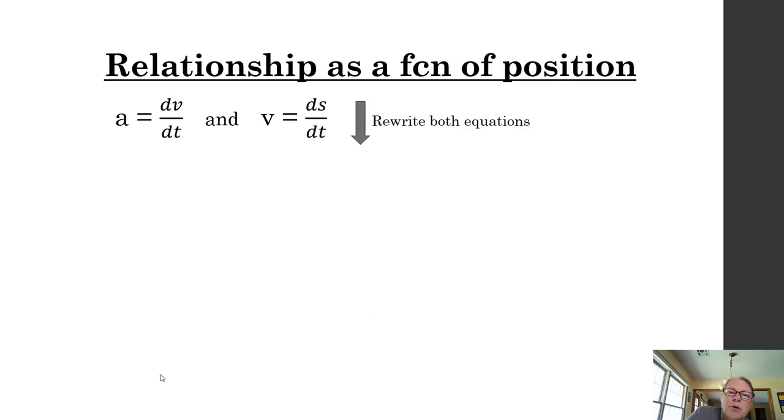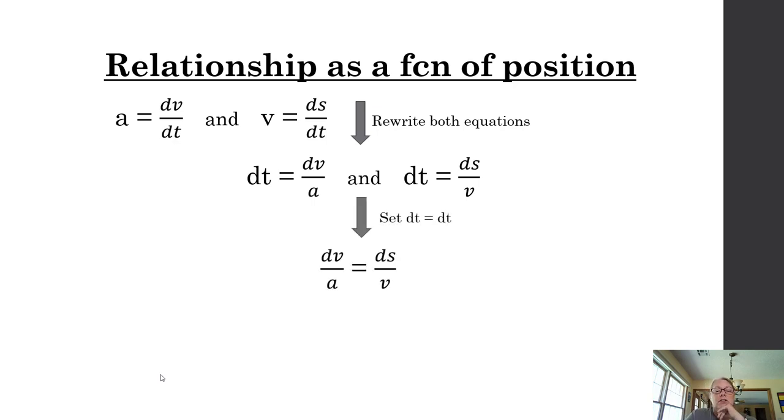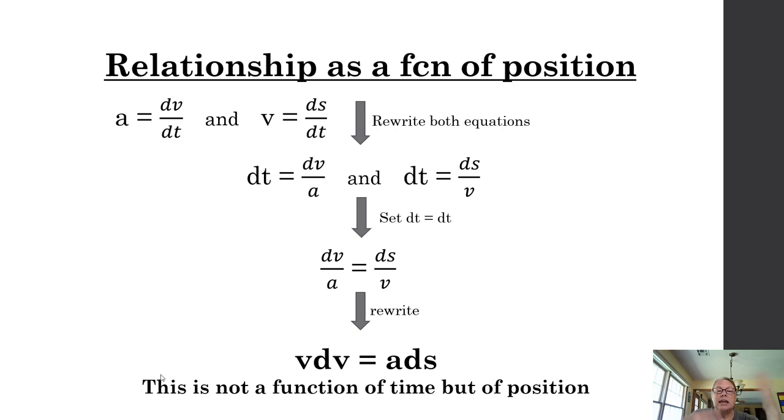So if we were to rewrite these equations, right now we have acceleration, velocity, and time. Those are the only 3 parameters we have. We have velocity, position, and time. That's it. If we can rewrite both of these in terms of dt, then I'm going to have dv over a and ds over v. And dt has to equal dt.